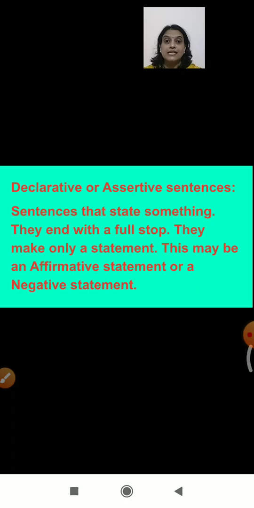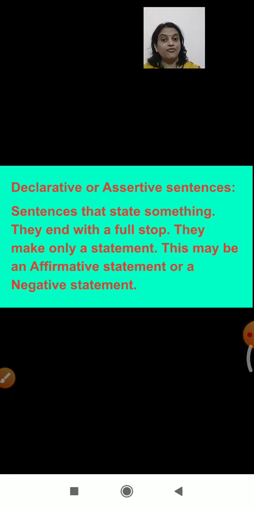Now the sentences that state something, that say something, okay, they are called as declarative sentence. They give some information, right? Whichever sentence is given, that sentence gives us some information. That is what it is said. Sentences that state something. They end with a full stop. The sentence will end with a full stop. They make only a statement. Okay, a statement is done by them.